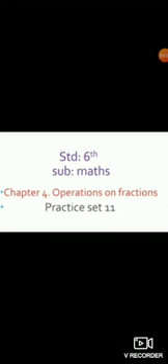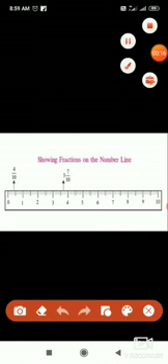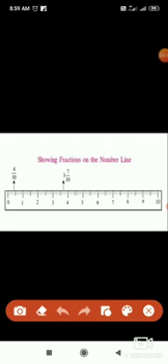In our earlier period, we started our fourth chapter, Operation on Fraction. Today, we are going to learn showing fractions on a number line. Students, see, this is a number line or a scale. Understand?